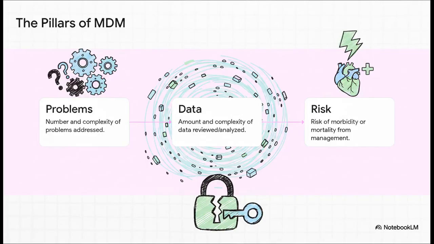It's really this simple. Number 1, the number and complexity of the problems you're actually dealing with. Number 2, the amount and complexity of the data you had to review and analyze. And number 3, the risk of complications to the patient. You master these 3 things, and I'm telling you, you will master E&M coding.